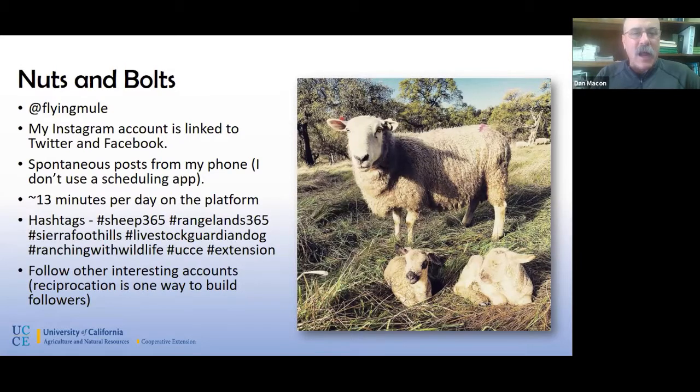The hashtags that I use that allow people to search for particular things are largely those on the screen there. And sheep365 is still something I use. A number of us are using Rangelands365. And then I use Sierra Foothills because it puts some place-based searching ability in what I do as well. And then I also look to follow other interesting accounts, and we'll talk a little bit more about that in a sec. But I think reciprocation is a way to build followers that can be really important.